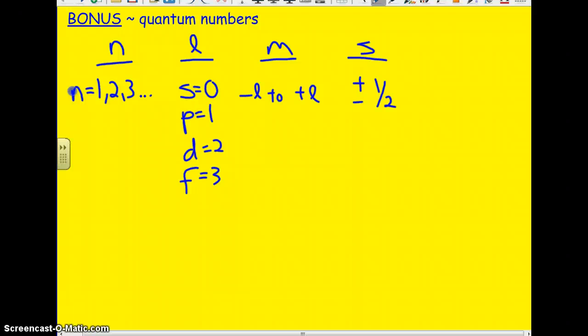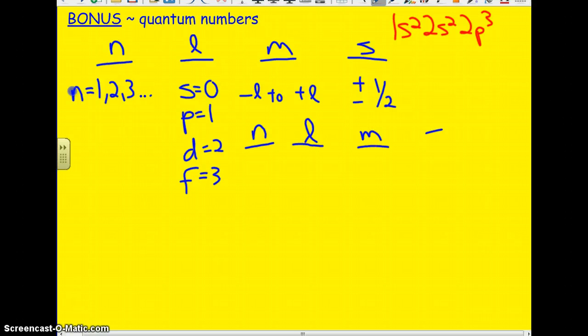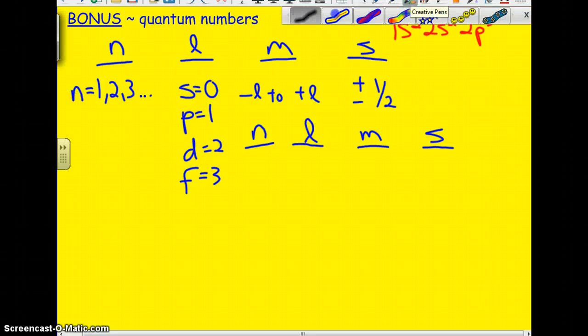So here's an example of these. Let's say I have a simple electron configuration: 1s2, 2s2, 2p3. To do a set of quantum numbers for those, I would have n, l, m, and s. Let me section this off from the rest of these notes.